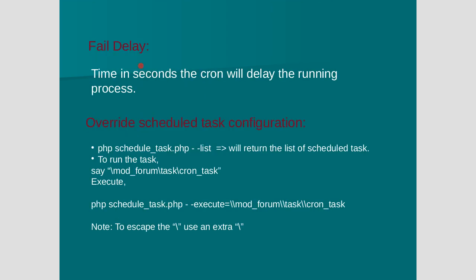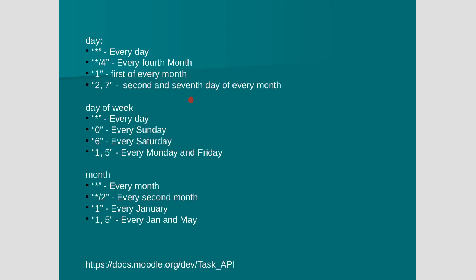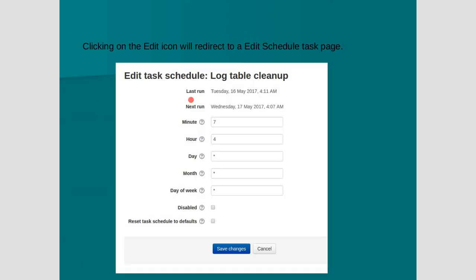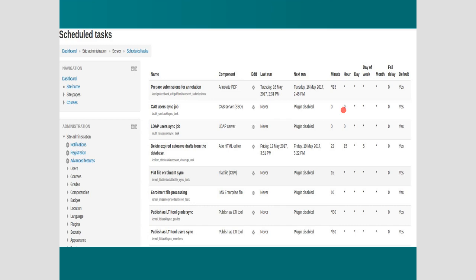The next thing we are going to discuss is the fail delay. So now that we have gone through these fields, this is the last column here, fail delay. This is the time in seconds the cron will delay running the task: the number of seconds to wait before reattempting a failed task.